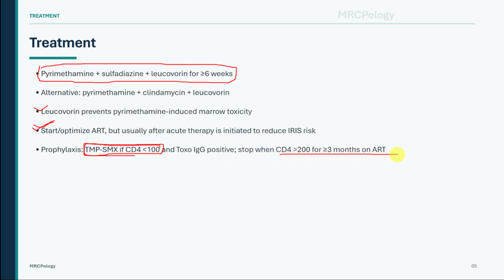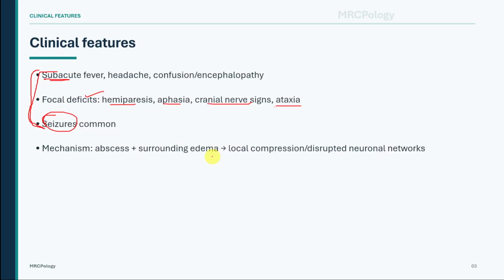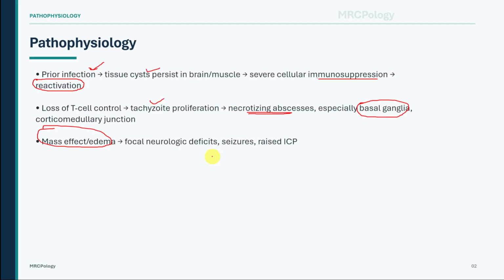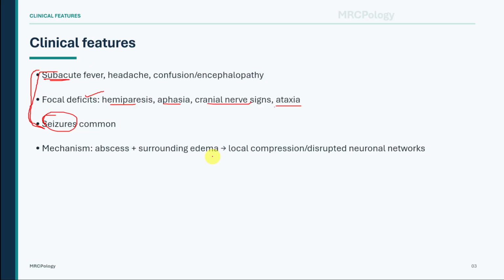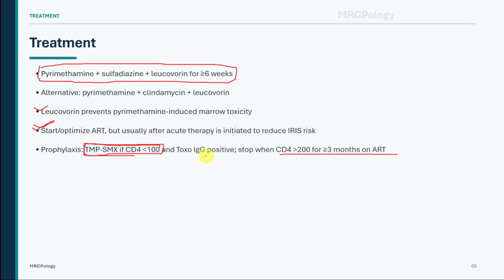A quick recall question: a patient with HIV, CD4 count of 45, seizures, and multiple ring-enhancing basal ganglia lesions, what is the most likely diagnosis? Toxoplasma encephalitis. Second question: why is leucovorin given with pyrimethamine? To prevent pyrimethamine-induced bone marrow toxicity.